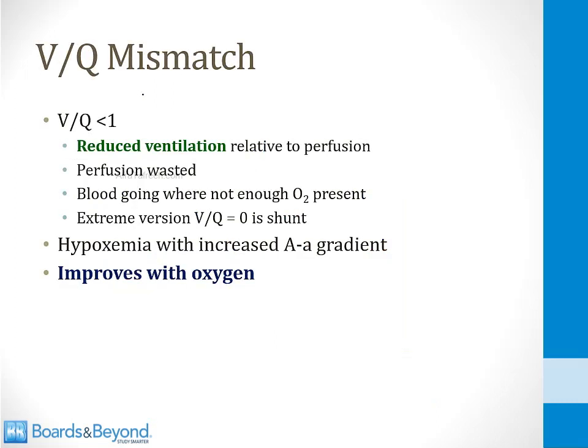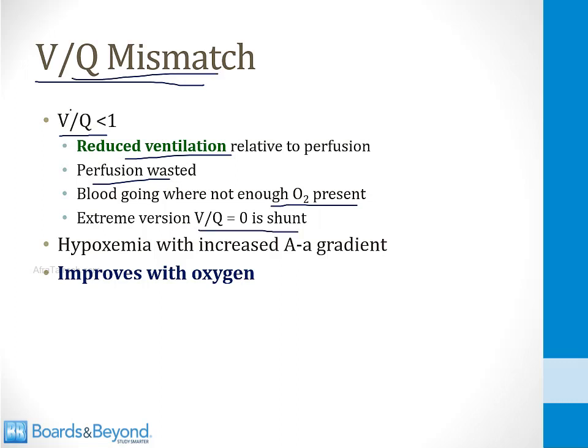So now that we've talked about shunt, let's talk about the final of the three mechanisms of hypoxemia with a high AA gradient, and that's called VQ mismatch. So if the VQ ratio becomes low, less than 1, this means you have reduced ventilation relative to perfusion. It means perfusion is being wasted. Blood is going where there's not enough oxygen present. And we just talked about the extreme version of low VQ. That's when the VQ becomes 0, and that's a shunt.